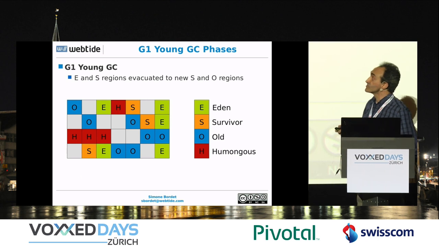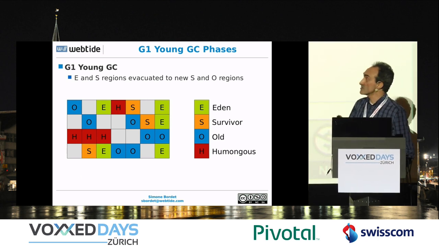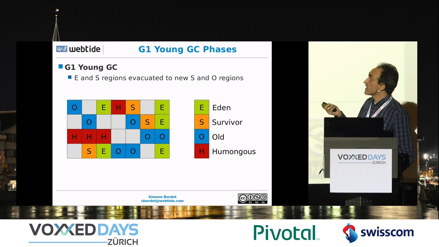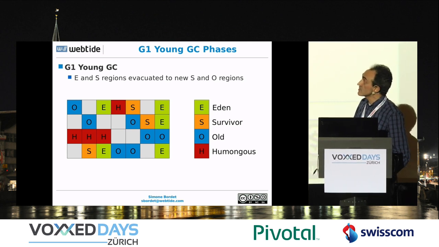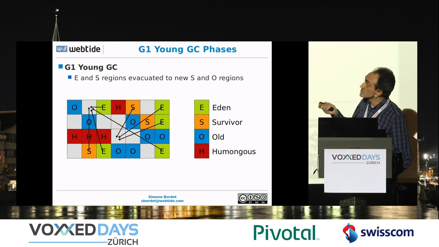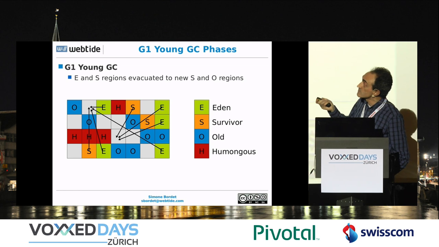So graphically, this is what happens basically. This is the heap at a certain point. A G1 young generation collection triggers. And what happens is this: a few regions are chosen, survivor regions and Eden regions are chosen.